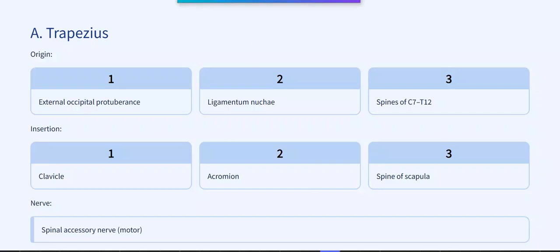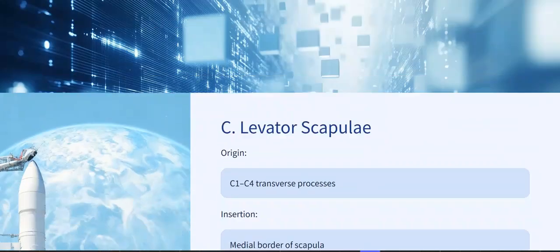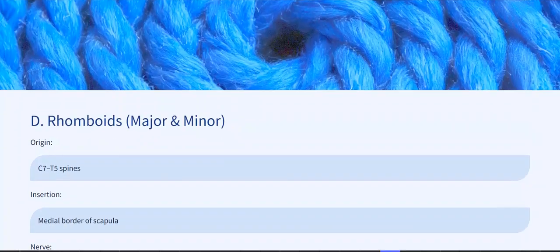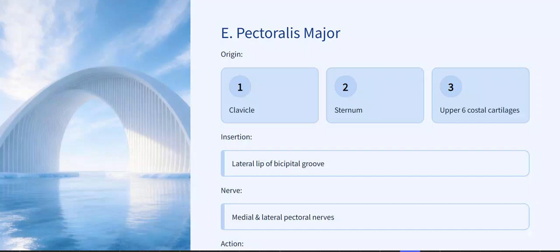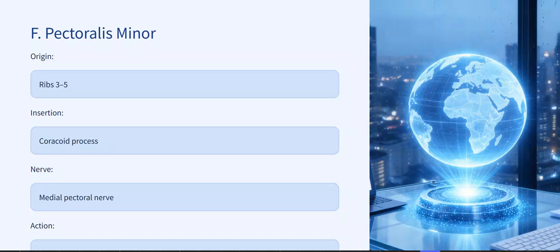B. Latissimus dorsi. Action. Extension. Adduction. Medial rotation. Nerve. Thoracodorsal nerve. C. Levator scapulae. Action. Elevates scapula. D. Rhomboids, major and minor. Action. Retract scapula. Downward rotation. E. Pectoralis. F. Pectoralis minor. Action. Stabilizes scapula. G. Serratus anterior, also called the boxer's muscle. Action. Protraction of scapula.